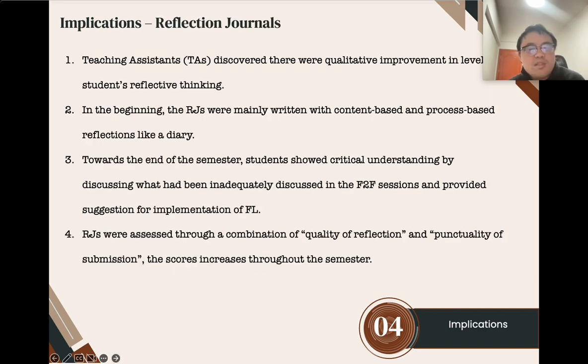For the reflection journals, teaching assistants that were assessing the reflection journals felt that there was a qualitative improvement in the level of student reflective thinking. Initially, the journals were more like reflections in a diary, but towards the end of the semester, there was more critical thinking shown by the students. The reflection journals were assessed through a combination of the quality of reflection, the punctuality of submission, and the scores for the reflection journals increased throughout the semester.